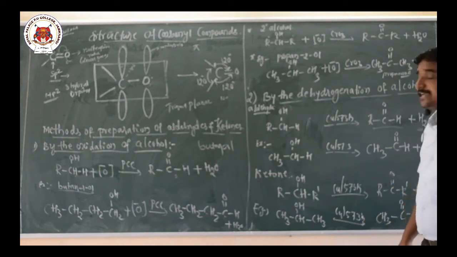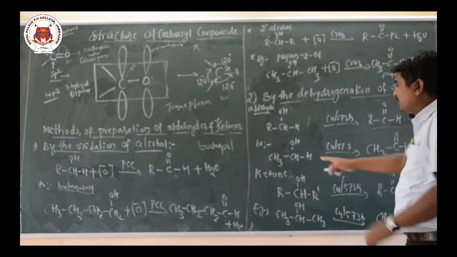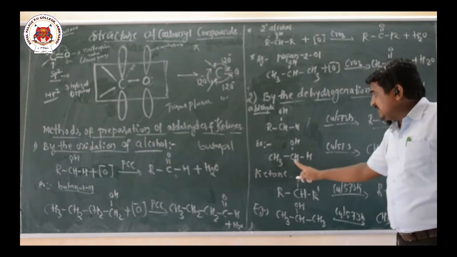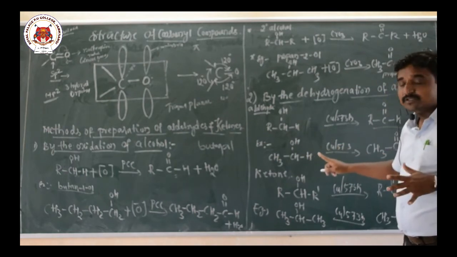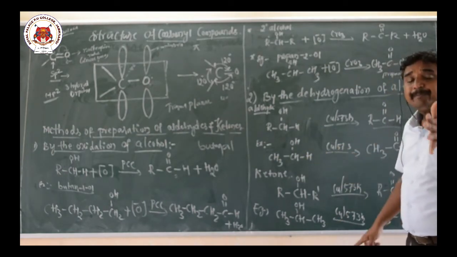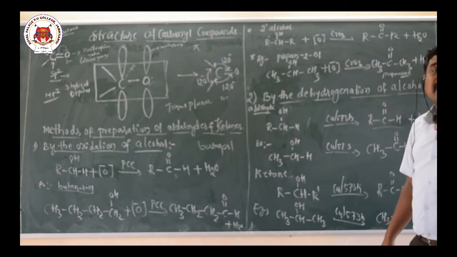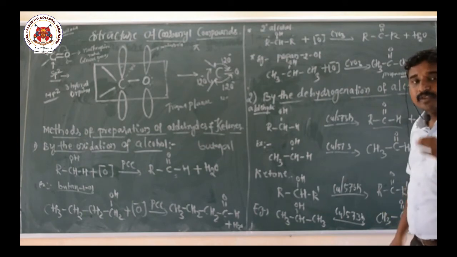RCHO, aldehyde. Here I have written one example: ethanol, CH3CH2OH, that means C2H5OH, ethanol. When ethanol vapors are passed through the copper catalyst at 573 Kelvin, again here formation of aldehyde only.